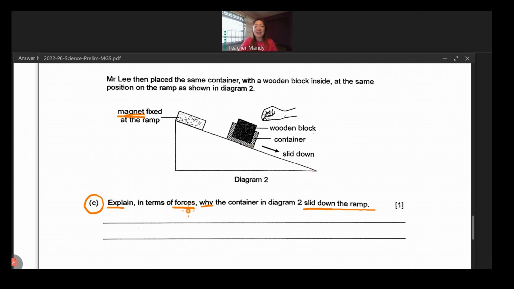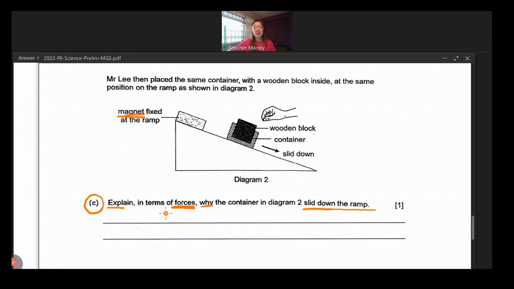And I have to explain in terms of forces. Don't be too worried when you see things like explain in terms of forces, explain in terms of energy, explain in terms of this and that. No need. Do not be too worried. In actual fact, a lot of the answers that you give, explain why, explain how, you're already explaining in terms of forces, explaining in terms of adaptations, explaining in terms of this and that already. We're just not writing it into the question. So there's really no need to panic.